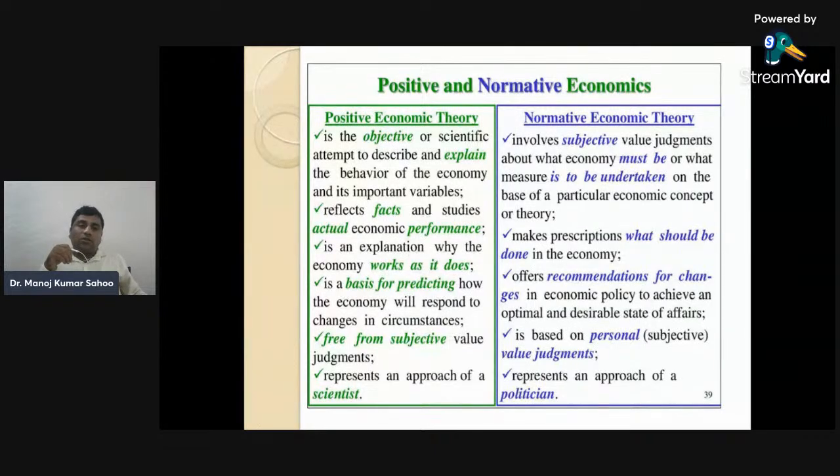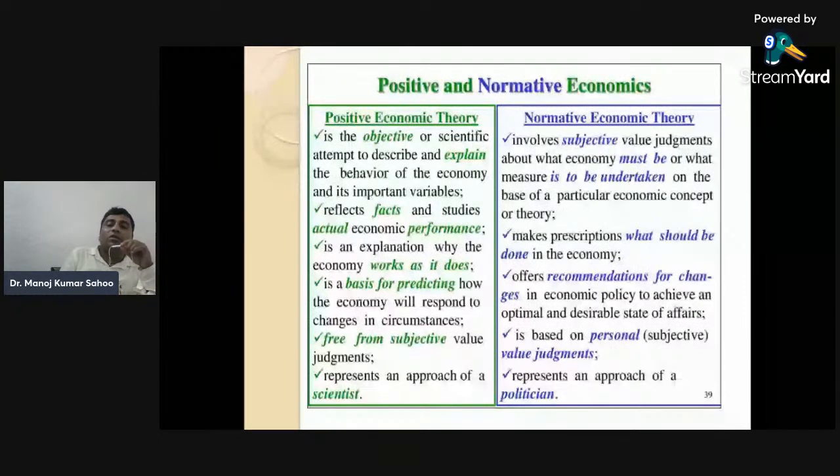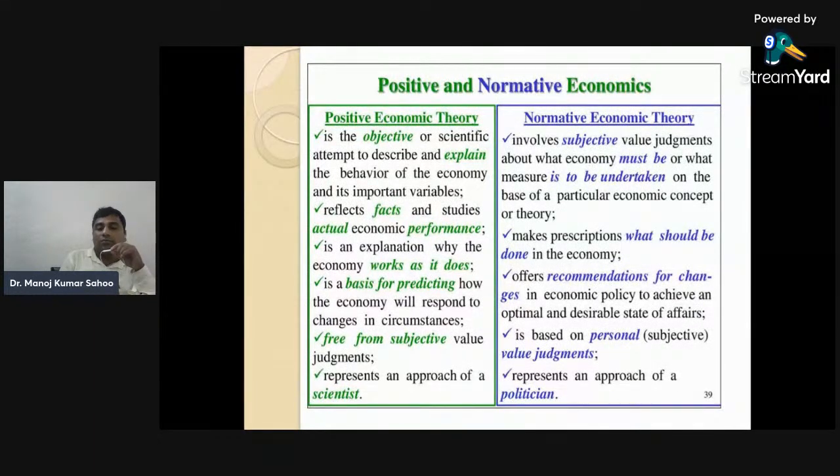The last point: positive economic theory represents the approach of a scientist, a practical approach. Whereas normative economic theory represents the approach of a politician, who suggests and talks about theoretical concepts. Whereas positive economics talks about practical concepts.